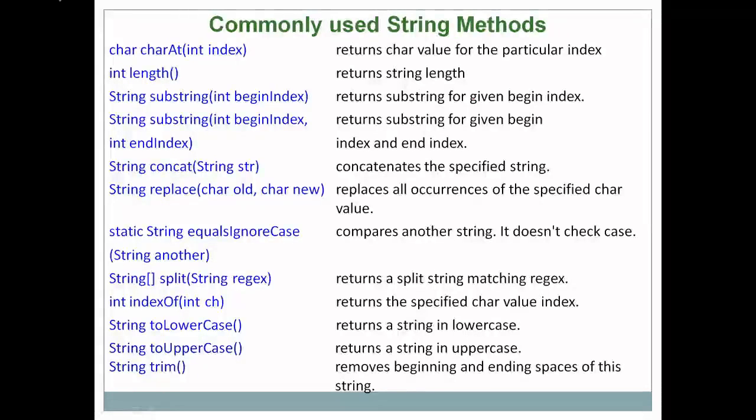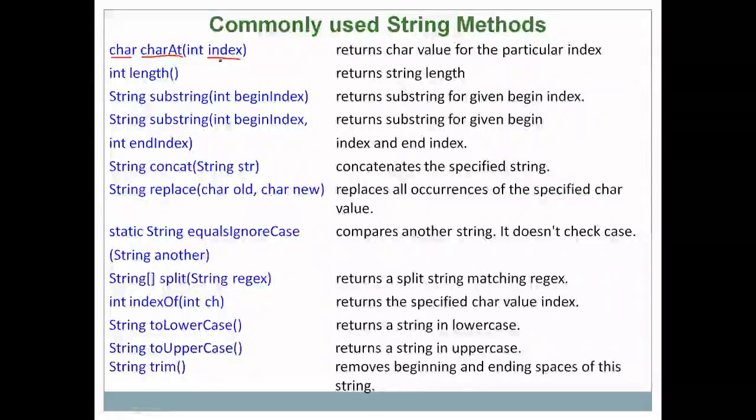The first method is charAt, and if you look at the return type, it is char. This method takes one integer argument, that is the index of a character. As the name suggests, charAt simply returns the character at the index position specified here. A string is made up of characters, and every character in a string is stored at a particular index position.